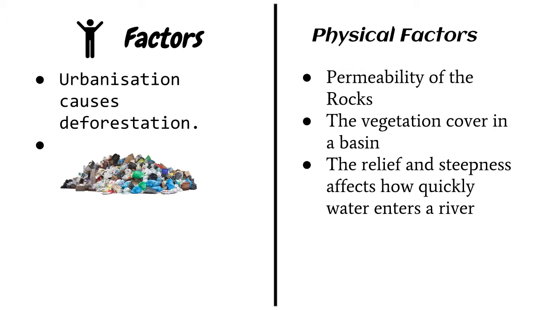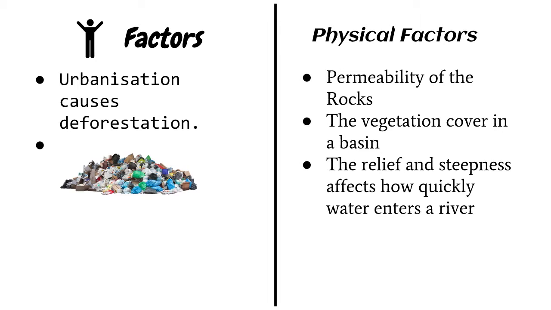One of the human factors that affect the flood frequency is urbanization that causes deforestation. As we know, the word urbanization means when people move from rural areas to urban areas. When they move into the urban areas, they have to build their own houses, and unconsciously when they are building their own houses, they have to cut trees, destroying the environment and creating deforestation.